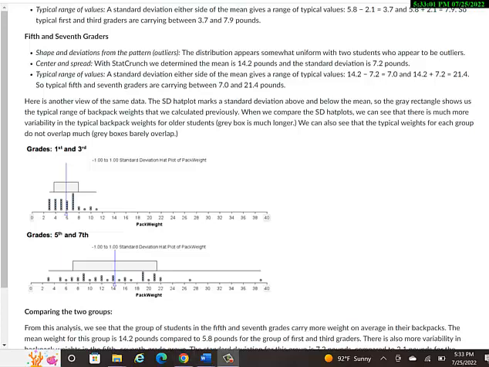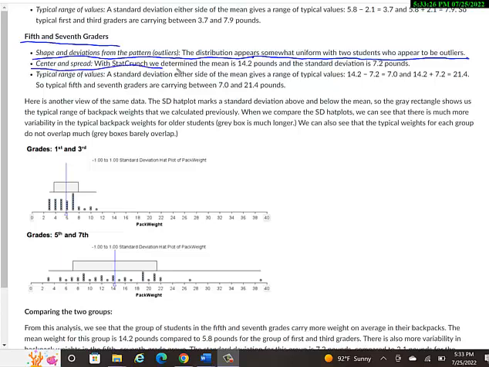So I guess in this video you can no longer see the histogram, but you could scroll up as you're looking at this page. The shape and deviations from the pattern, to describe that, we say that the distribution appears somewhat uniform with 2 students who appear to be outliers. So it kind of looks like a typical bell-shaped curve, but there were 2 outliers that had a lot of weight. They were way off to the right.